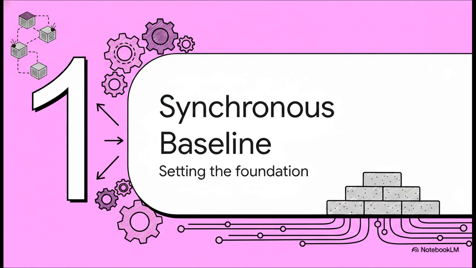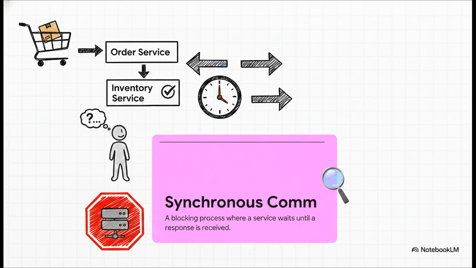Section 1. The synchronous communication baseline, setting the foundation for all three clients. Before we really compare them, it's absolutely crucial to understand that RestTemplate, RestClient, and Feign Client are all primarily used for synchronous blocking communication. Let's say you've got an e-commerce platform. You have an order service and an inventory service.